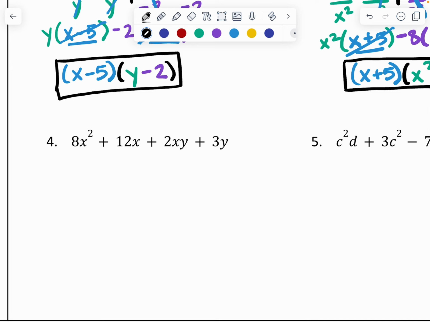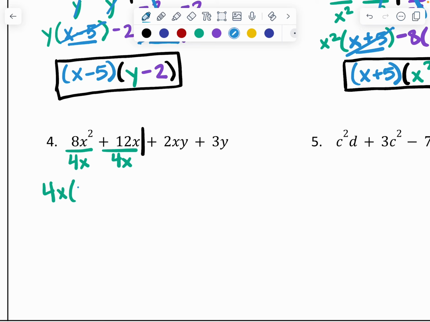Number 4, look for a greatest common factor. We have 8, 12, 2, and 3, and they don't all have a letter in common. 3 of them have x's, 2 of them have y's, but there's nothing that all 4 of them have in common, so we will move to splitting them into 2 pairs. The greatest common factor for 8 and 12 is 4, so I know there's going to be a 4 in my factored out term. And then x with the lowest exponent is x to the power of 1, or just x. So that's what I'm going to factor out.